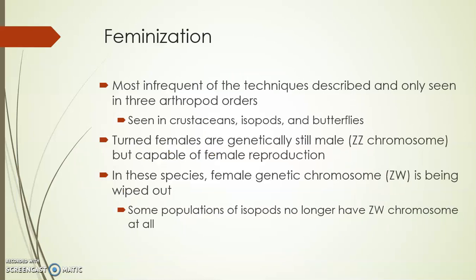This is the less seen of the techniques described, and is only seen in 3 arthropod orders, such as crustaceans, isopods, and butterflies. These turned females are genetically still male with a ZZ chromosome, but are capable of female reproduction. In these species, new research is showing that the female chromosome, ZW, is being wiped out, and most females have ZZ chromosomes, indicating they were changed from male to female. Actually, in some populations of isopods, they no longer have a ZW chromosome at all.